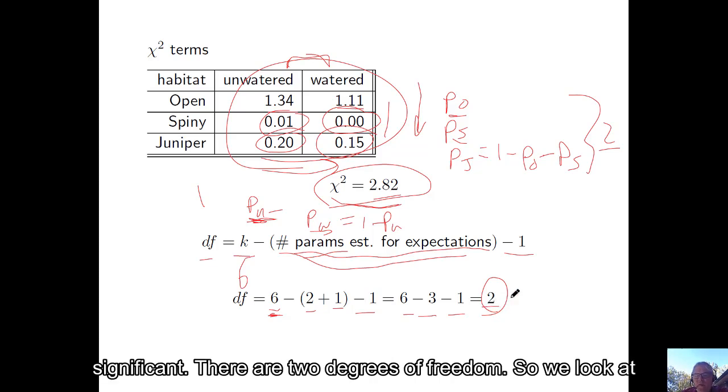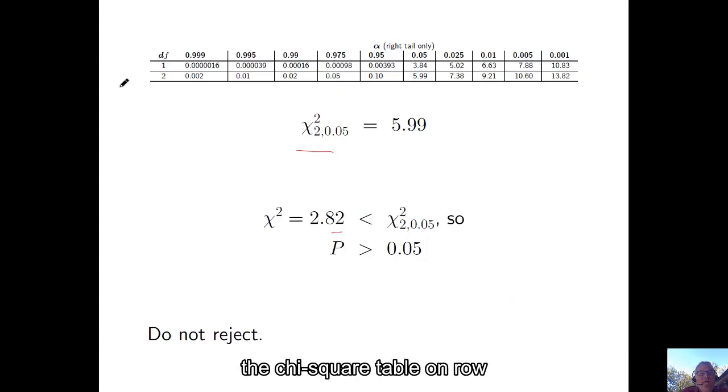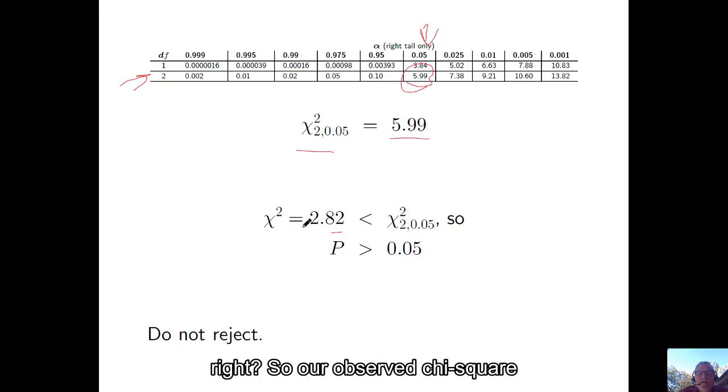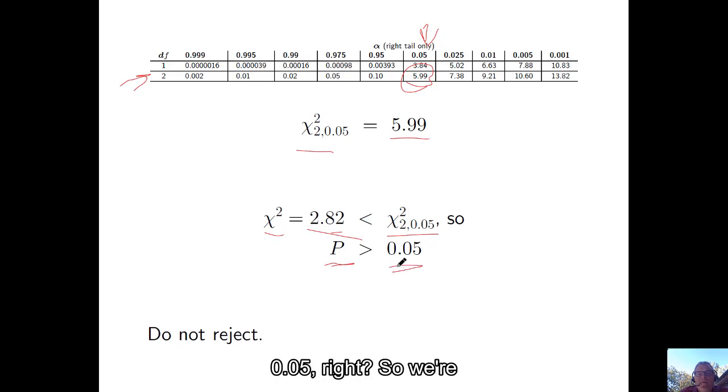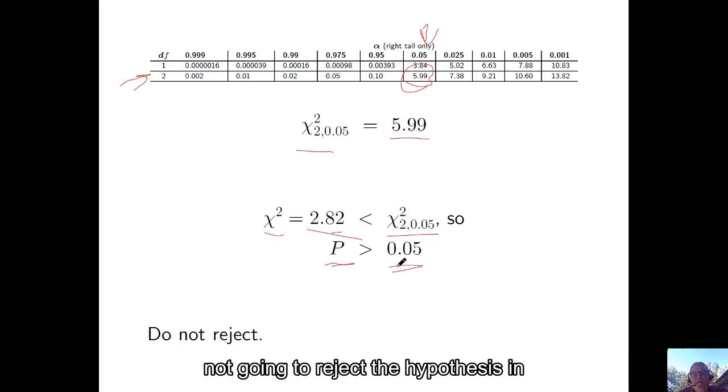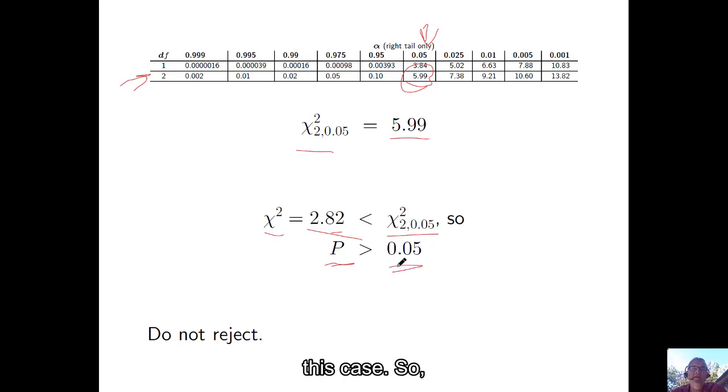There are 2 degrees of freedom, so we look at the chi-square table on row 2, and here's the 0.05 significance level. The critical value there is 5.99, right? So our observed chi-square test statistic 2.83 is less than the critical value at the 0.05 level. That means our p-value is greater than 0.05, right? So we're not going to reject the hypothesis in this case.